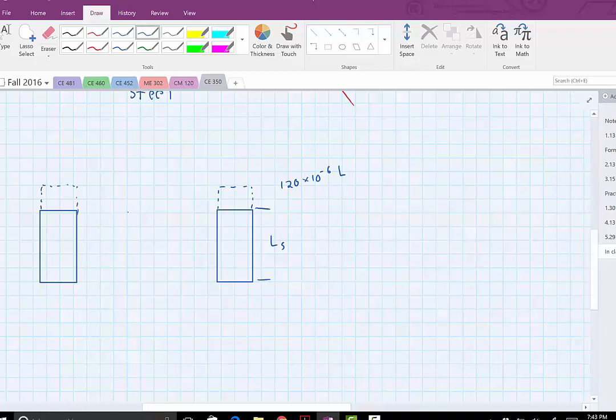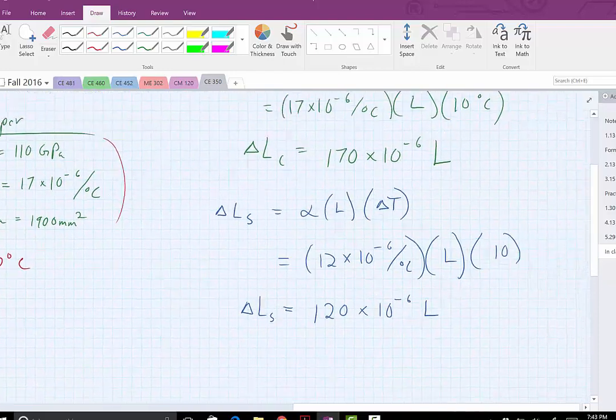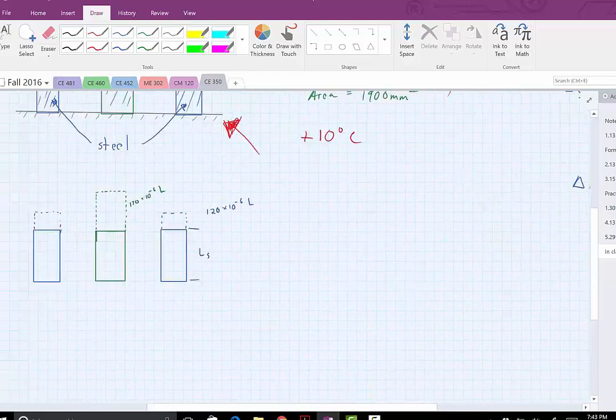So the copper, if we look at the copper, that was in the center, and we determined that it shifted up more, right? More than the steel, because this was 170 times 10 to the negative 6th multiplied by the length. Let me verify those answers. And 170, yeah, so that was right.